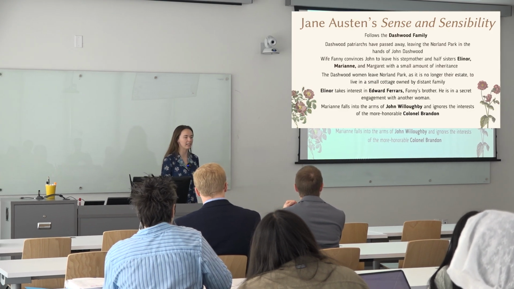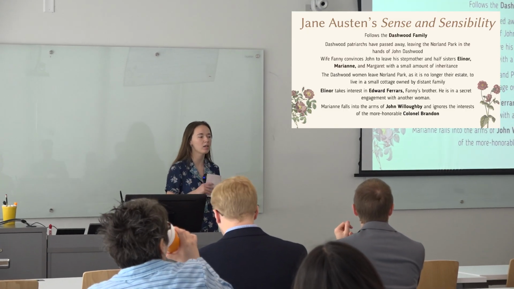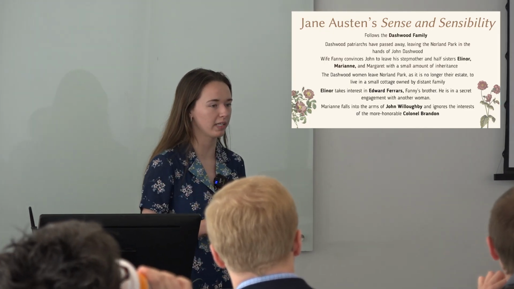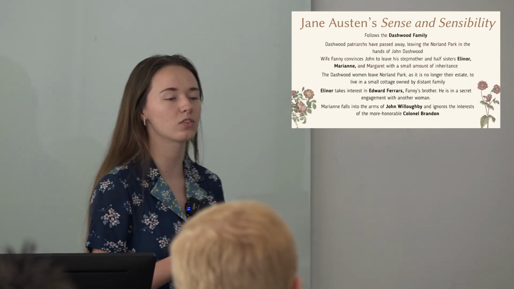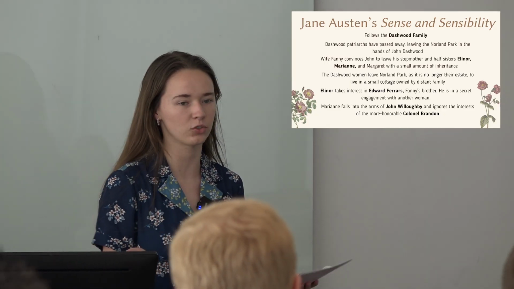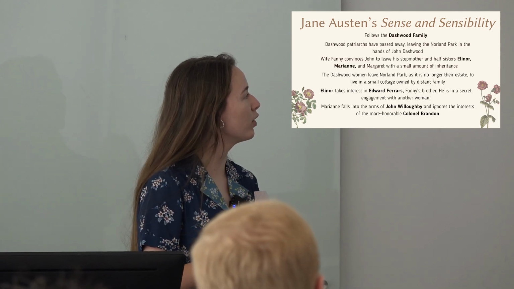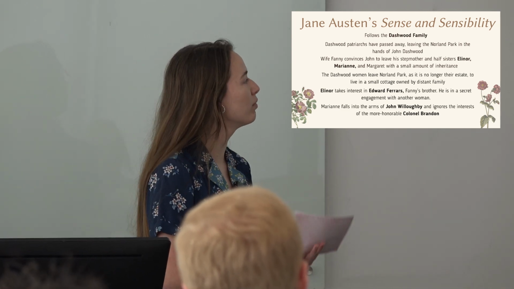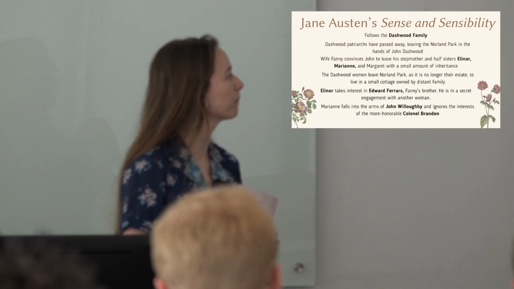So I wanted to start with a sort of introduction to Sense and Sensibility for anybody that may not have read it before. So this follows the Dashwood family, and as the novel starts, the Dashwood patriarch has passed away, leaving the estate Norland Park to John Dashwood, who is the son left. But his wife convinces him to leave his stepmother and his half-sisters Eleanor, Marianne, and Margaret with only a small amount of the inheritance that was meant for them.